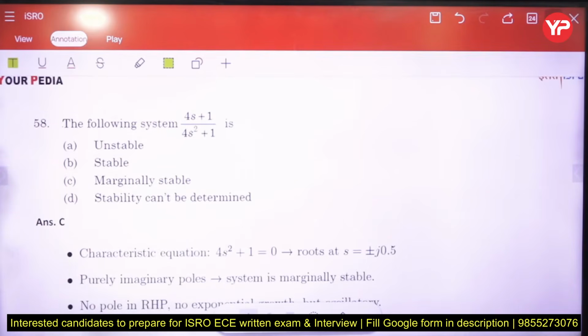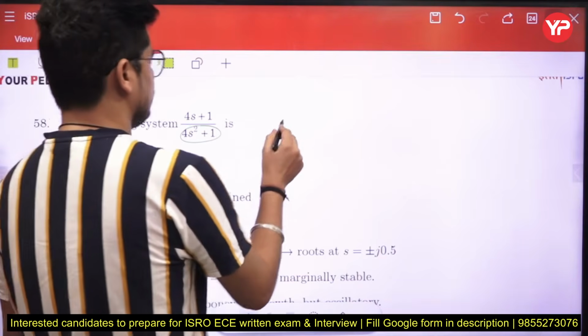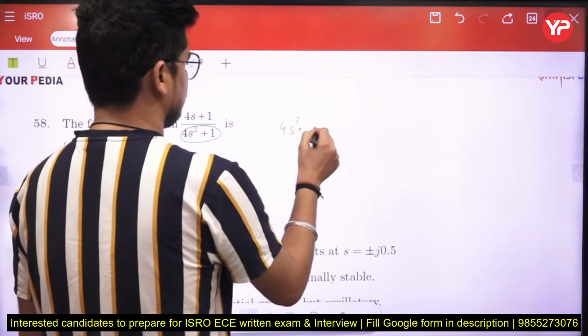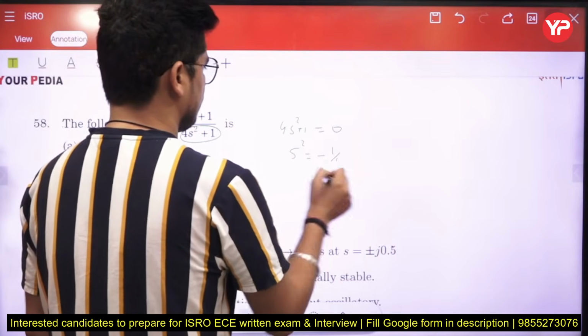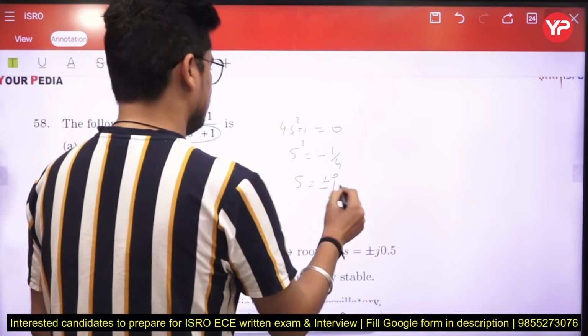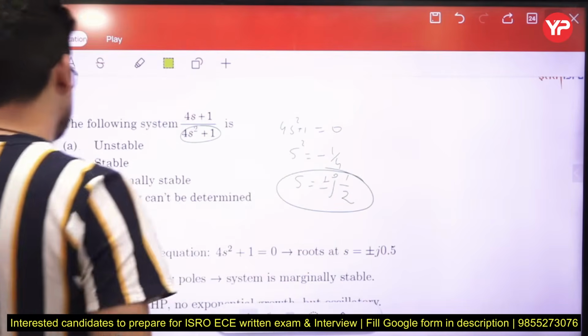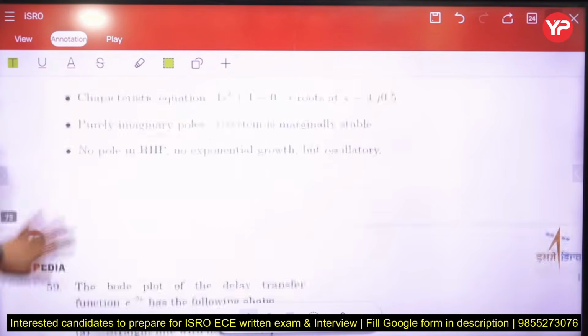Is the following system stable or unstable? So just find its poles. That will be 4s square plus 1 is equal to 0. So s square is equal to minus 1 by 4, right? The s value is going to be plus minus j 1 by 2. That makes this system marginally stable because the poles are lying on the j omega axis.